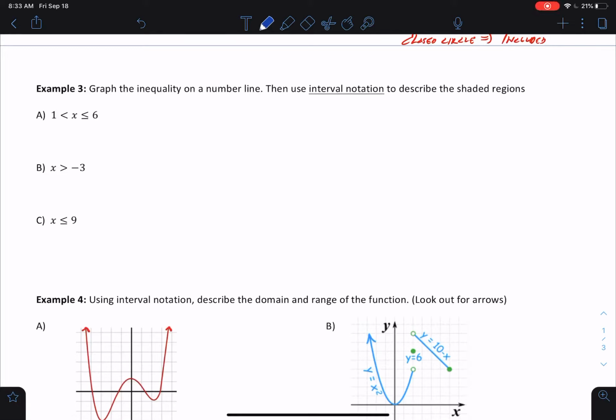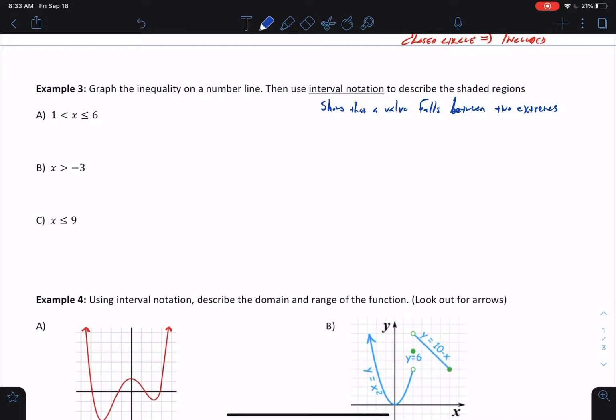So, interval notation. We want to graph the inequality on a number line, then use interval notation to describe the shaded regions. Interval notation shows that a value falls between two endpoints, or two extremes. So let's talk about this first graph.